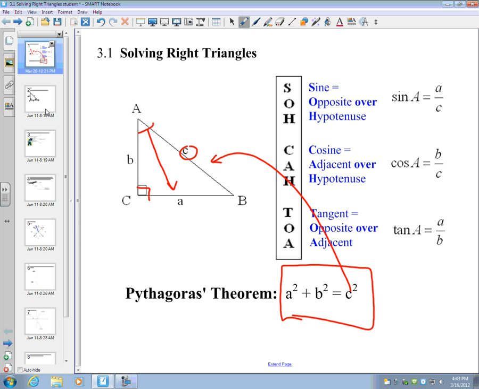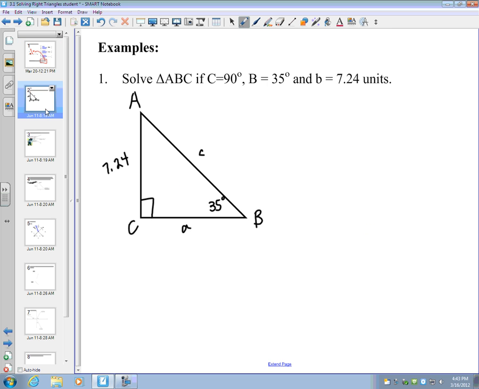Okay, so for example, if I needed to solve this triangle, the word solve means all angles and all sides. We need to solve it if C is 90, so it's a right triangle, and we know angle B is 35 and side B is 7.24. Just a reminder, this is called side B because it's opposite angle B. So just some stuff to remember about triangles there.